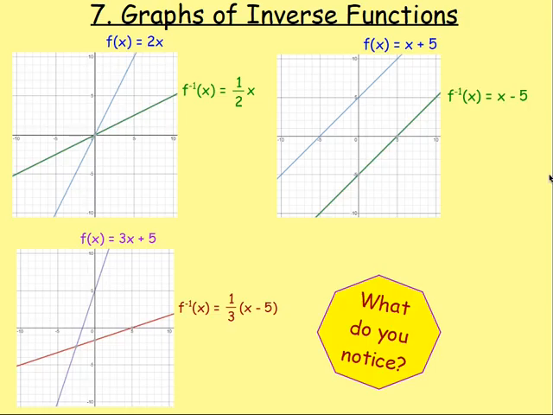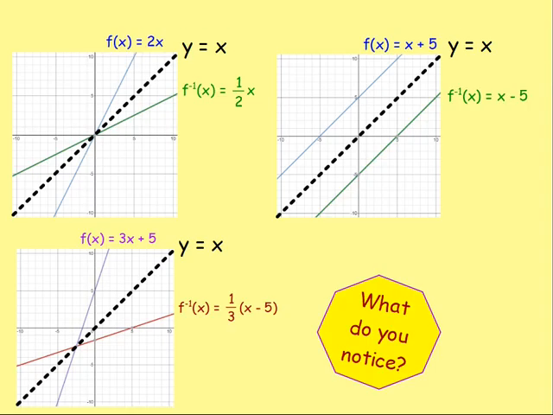We then looked at graphs of inverse functions with these 3 here. 1, 2, 3. What do you notice about them? If you've got f of x and its inverse a half x, or if you've got x plus 5 and its inverse x take away 5, or the 3x plus 5 and then a third of x take away 5. What do you notice? Perfect. Well done. High five, Alan.